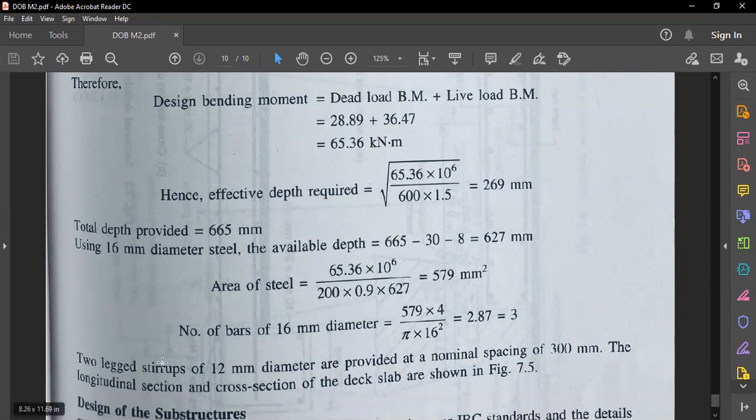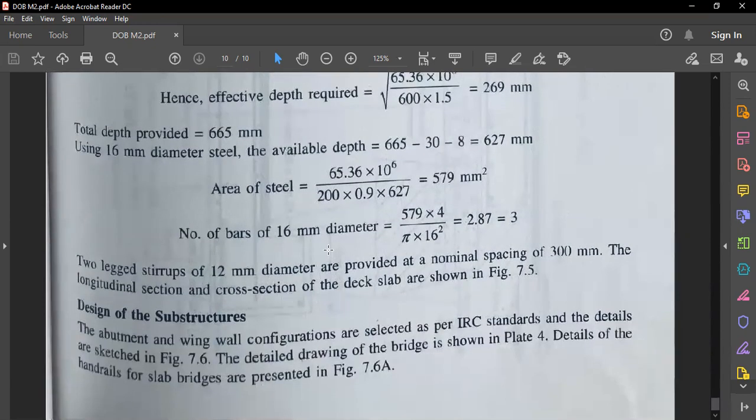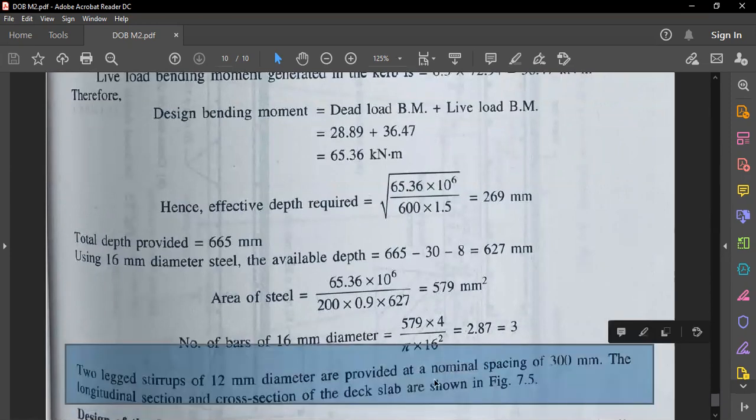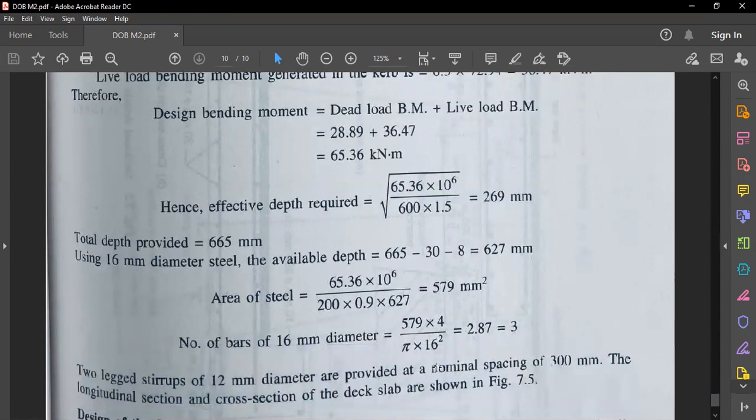Okay. 2-legged stirrups of 12 mm are provided at nominal spacing of 300 mm. The longitudinal section of the cross section is given in figure 7.5. So in footpath, 3 bars of 16 mm on bottom, 3 on top you provide, then provide the stirrups there as you provide in the beams. So we will draw it, which is shown in figure 7.5. I will show the detailing in the next class.